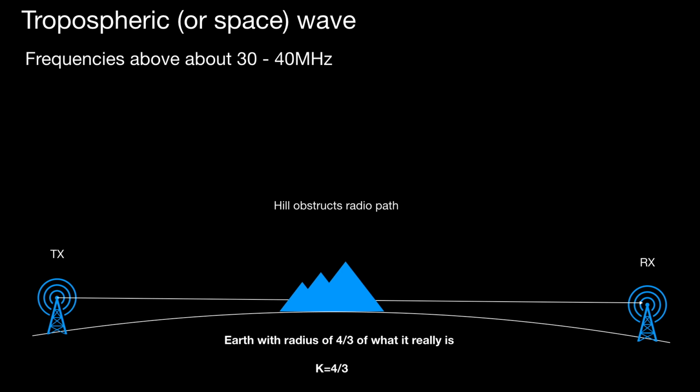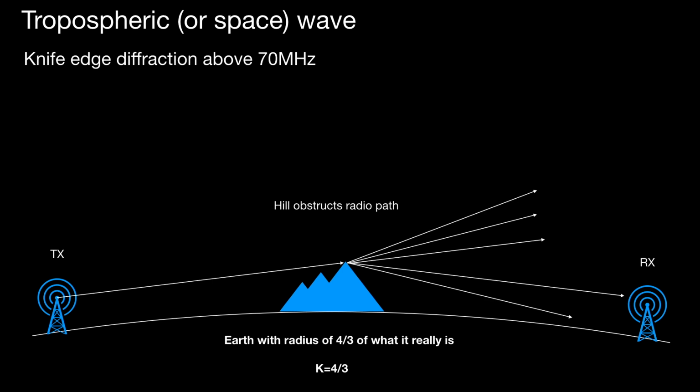But if it was a mountain or a building perhaps with a knife edge, we get something called knife edge diffraction, and this happens above about 70 megahertz. The signal from the transmitter goes out and hits the peak, and then, if you like, scatters into a number of directions, one of which will make it to the receiver. So this is another mode of propagation above about 70 megahertz called knife edge diffraction.